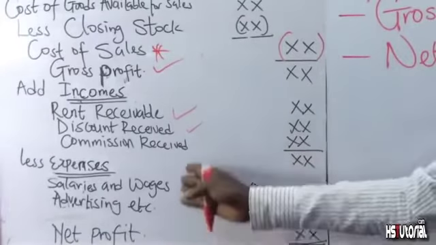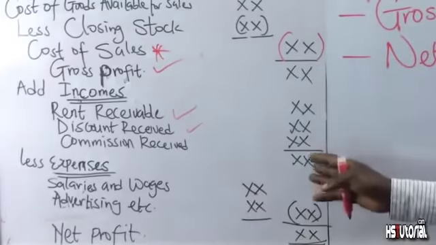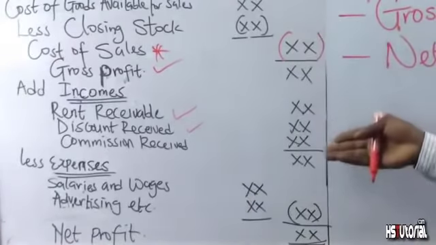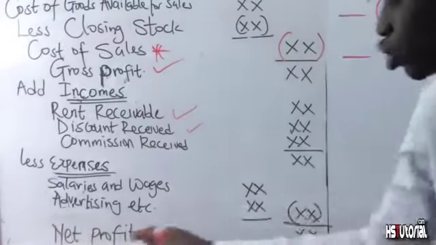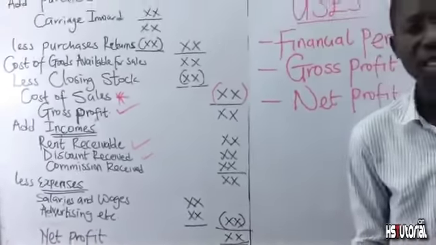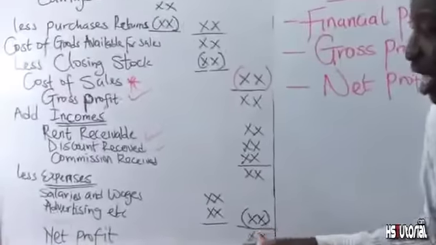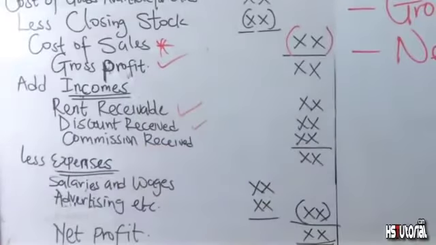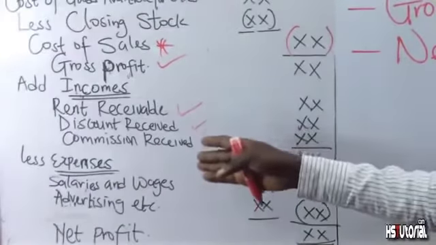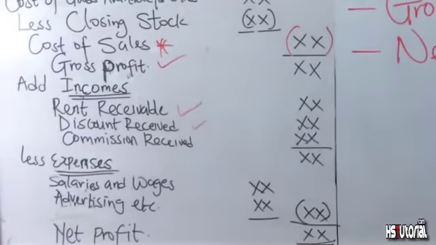So after you've added all the expenses, you will have to less it from the additions of your incomes. When you less it from it, you get your net profit. And there are some things that I would like to point your attention to. There are adjustments that are made to incomes and expenses. We have so many adjustments you can make to income, and you can make to expenses as well.